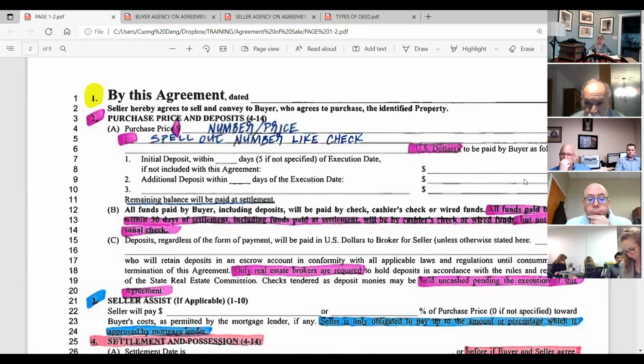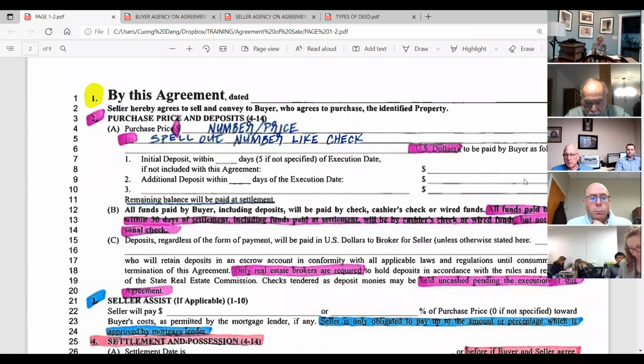Now, when do you not have to fill out the deposit money notice? Do you want me to answer it? Yes. If your brokerage is holding the deposit and you're on both sides of the transaction, is that right? Yep. An in-house transaction, correct? Yep. Okay.